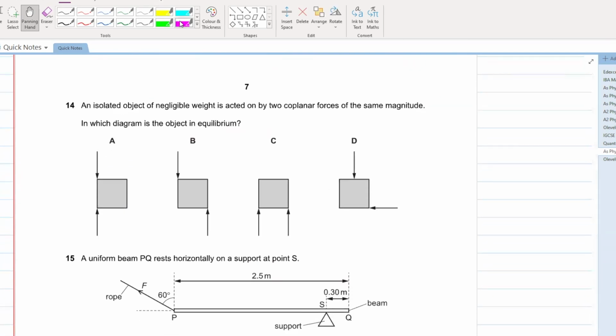An isolated object of negligible weight is acted on by two coplanar forces of the same magnitude. Which object is in equilibrium? So, what were the two conditions for equilibrium? The first condition for equilibrium was that the resultant force should be equal to zero. And the second condition was that the resultant moment should be equal to zero.